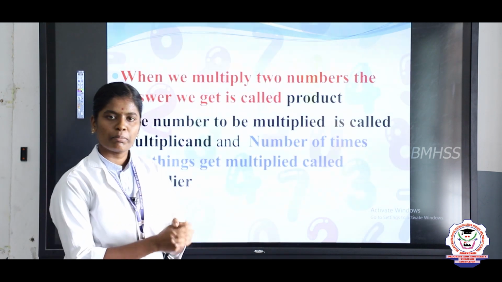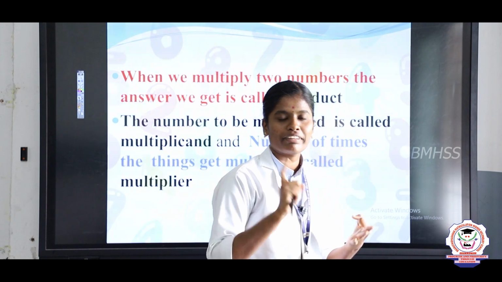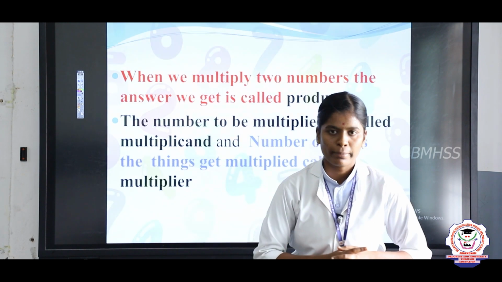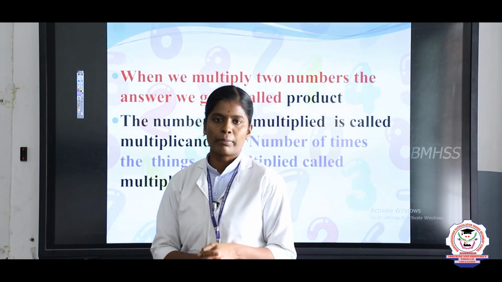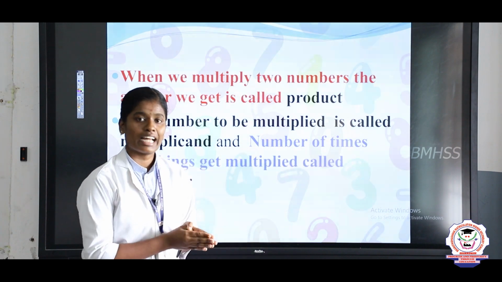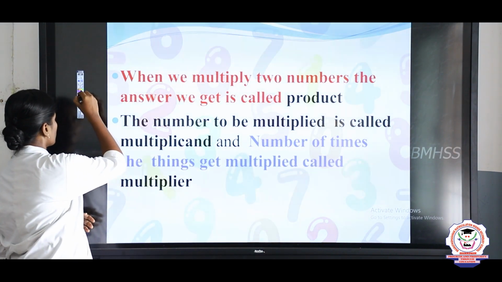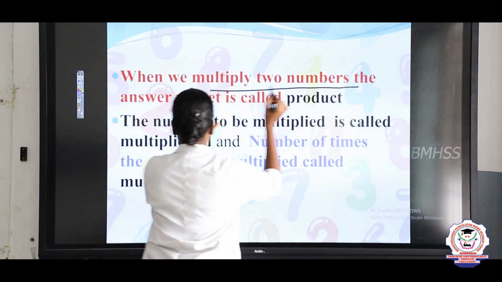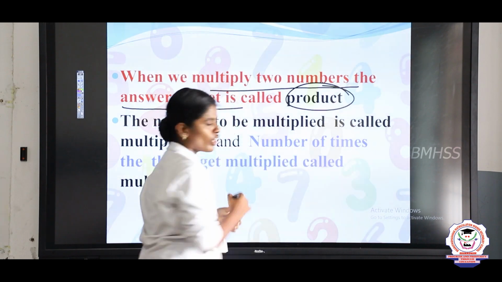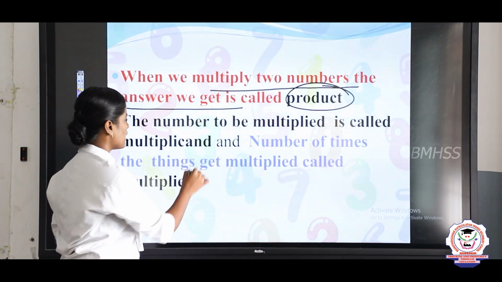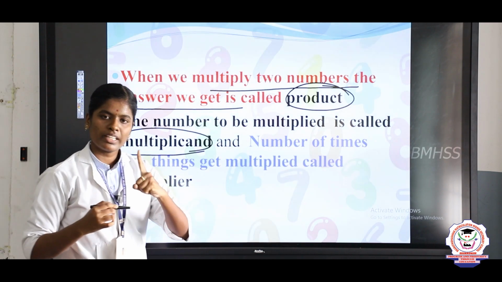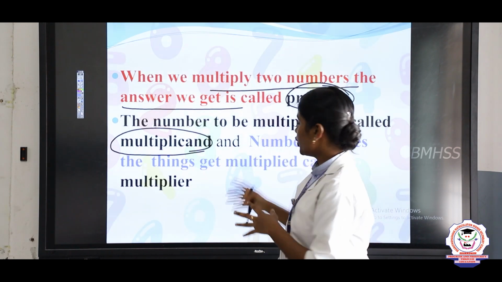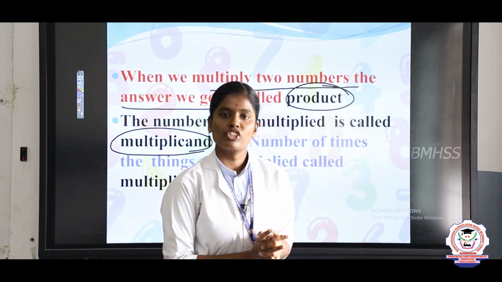Next, we will see what is meant by multiplicand, multiplier, and product. Listen, my children, when we multiply 2 or more numbers, the answer is called the product. The next one is multiplicand. In multiplication, the first number is called the multiplicand. What is meant by multiplicand? The number to be multiplied is called the multiplicand.